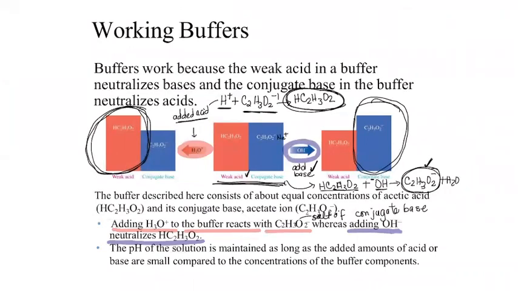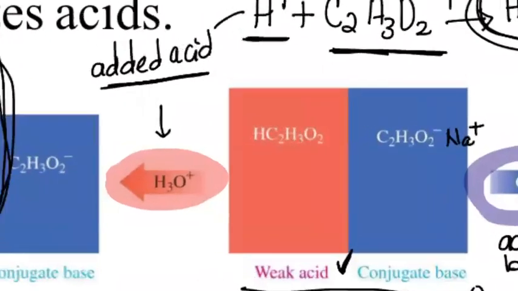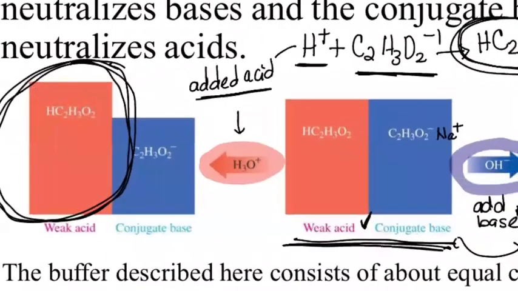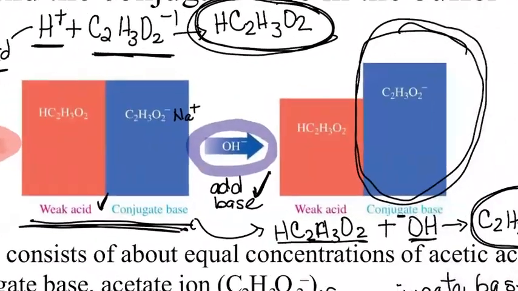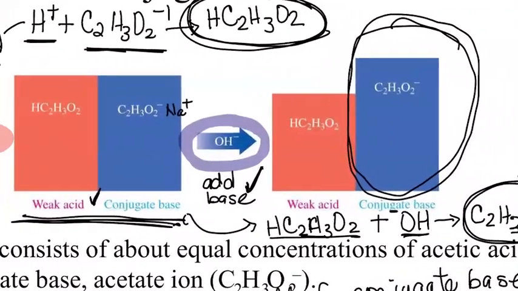Go ahead, Gina. So to get the concept solidified, if we're looking at adding acid, the acid reacts with the base to make more weak acid, and then if we add base, it interacts with the weak acid to make more conjugate base, right? Correct. Excellent.